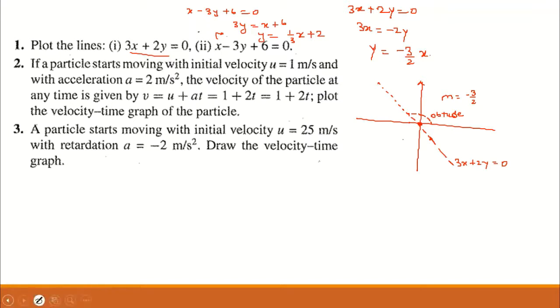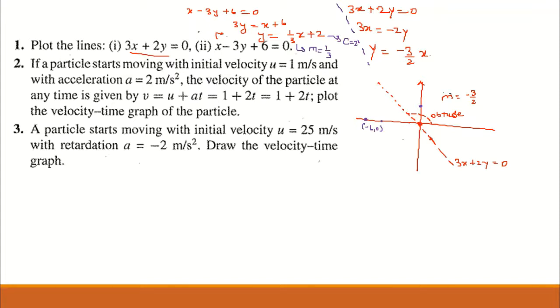So if I want to draw the line on the same graph, let me draw it by different color. So 1 by 3 is the slope of this line and 2 is the constant. So substituting x is equal to 0, we will get y is equals to 2. Substituting y is equals to 0, we will get x is equals to minus 6. Let's suppose someone here, that is minus 6 comma 0. Substituting x is equals to 3, y is also 3.